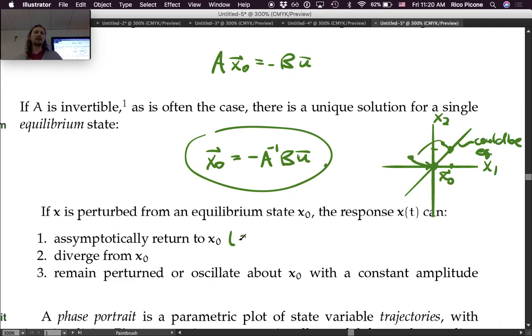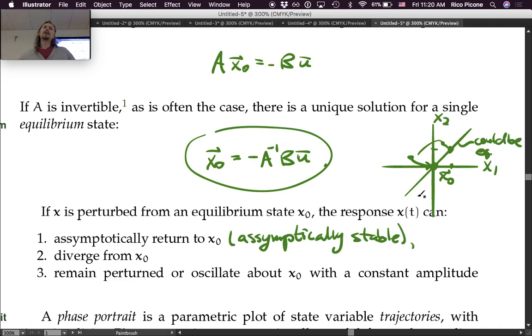And we call this asymptotically stable. So it doesn't have to actually arrive at the equilibrium value in finite time, but in the limit, as time goes to infinity, it should approach the equilibrium point.